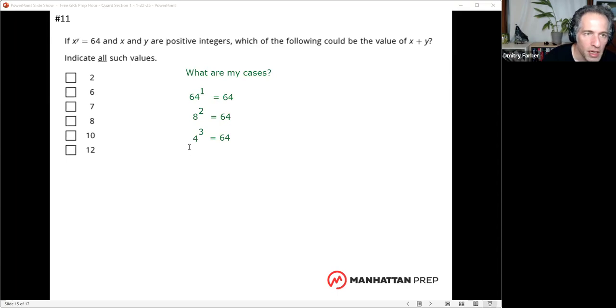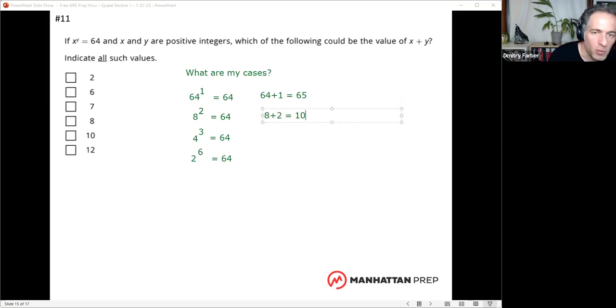Anything else? Sure, I could do 2. How many 2s are there in 64? Powers of 2. 2, 4, 8, 16, 32, 64. 6 powers of 2. So those are all my cases. And then I'm looking for what are x and y in this case. X and y are my base and my exponent. Now the 64 plus 1 is 65. That's not there. They didn't say all the values are there. They just said indicate all such values in the list. They don't have to put all of them.